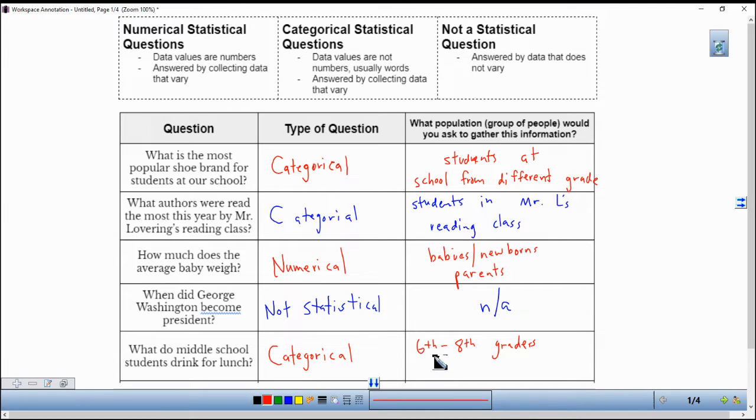Now, not only would you want to ask an even number of each grade, but you probably also want to ask the same number of boys and girls just to make it fair that way. But gathering more data from a wider variety of people to help you answer that question would make sense. All right, we're going to try some more, and then I'm going to have you try some on your own. You're going to stay on the same page. I'm just going to go to the next slide.